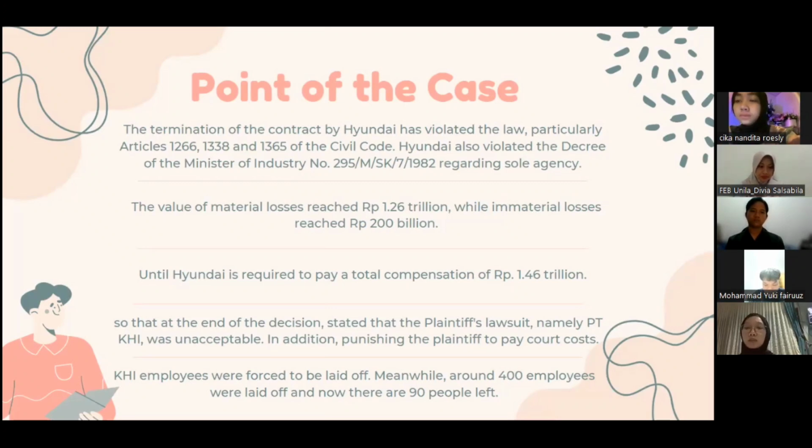losses reaches 1.26 trillion. Meanwhile, the immaterial loss is 200 billion, so Hyundai is required to pay a total compensation of 1.46 trillion, so that the end of the decision states that the plaintiff's lawsuit named PTKHI was unacceptable.